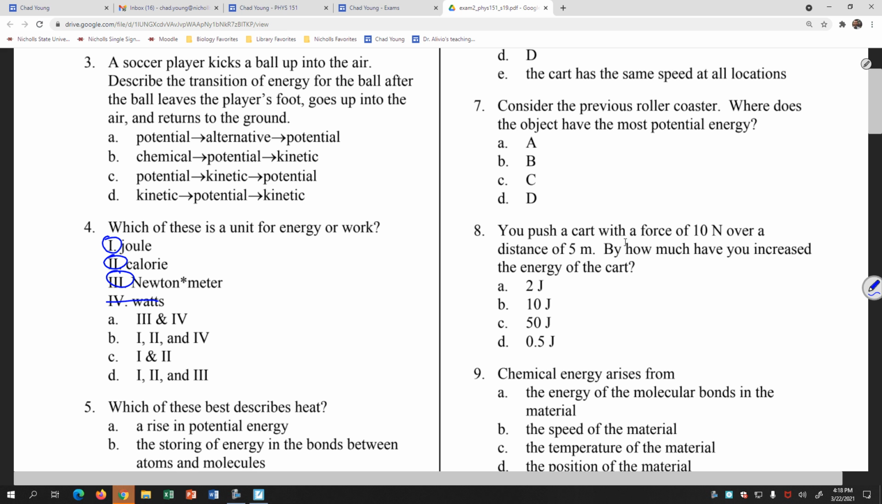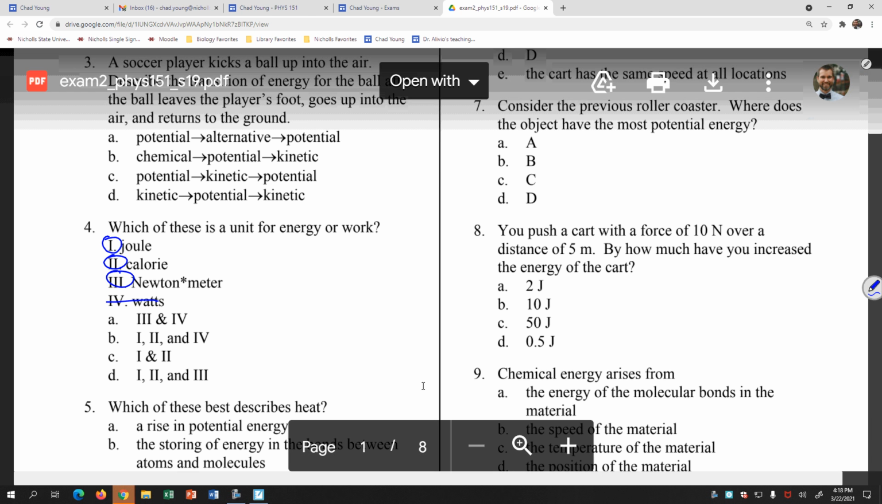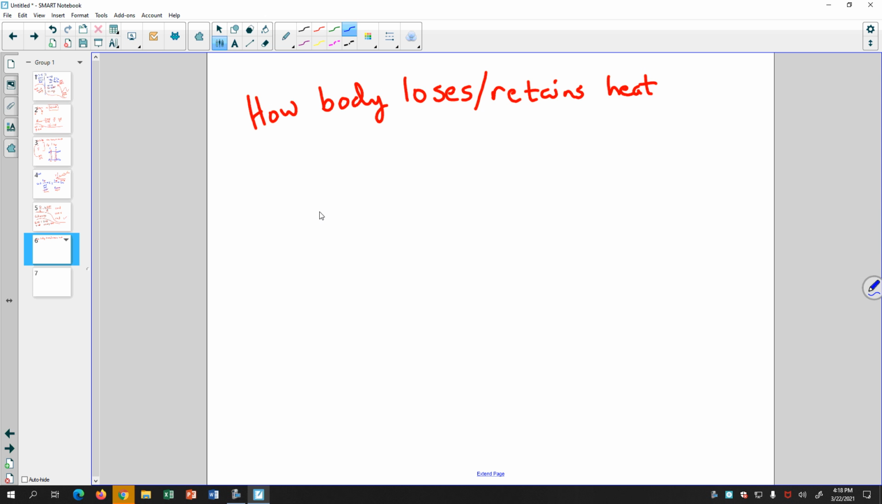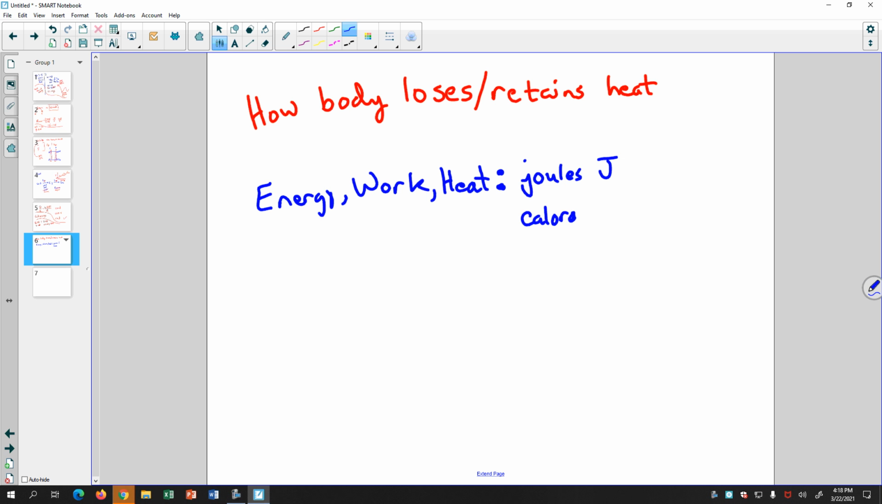Let's make a separate page and we'll write down all the units, okay? So let's go over here. So regarding this, we had energy, work, heat. These all have the same units. That is that they are joules, or J, calories. That would be capital C Cal, or lowercase c cal, or kilocalories even. Any one of those would be appropriate.